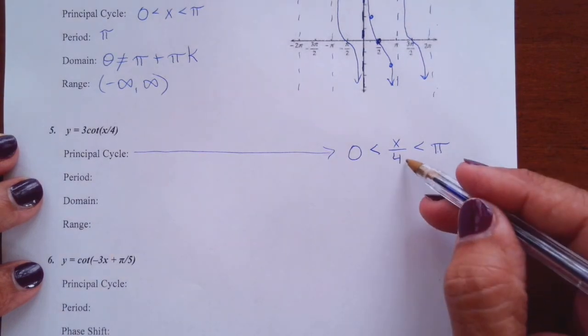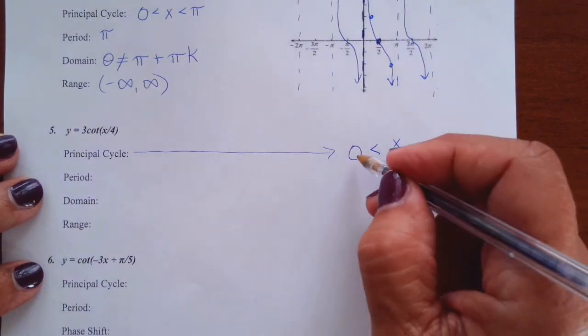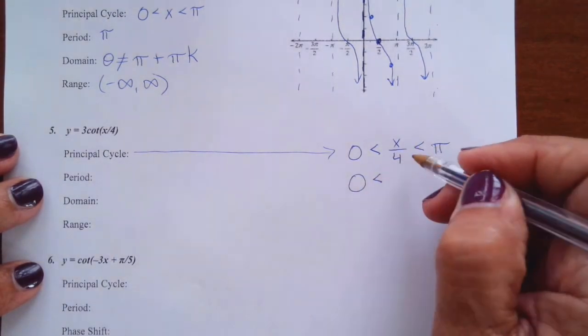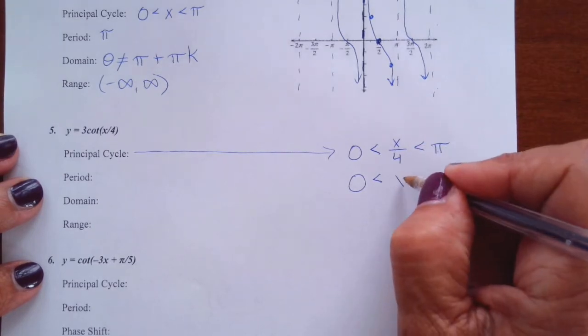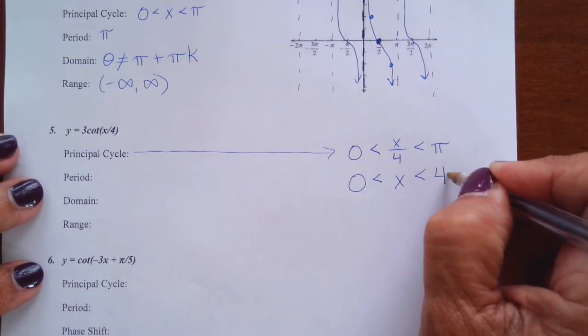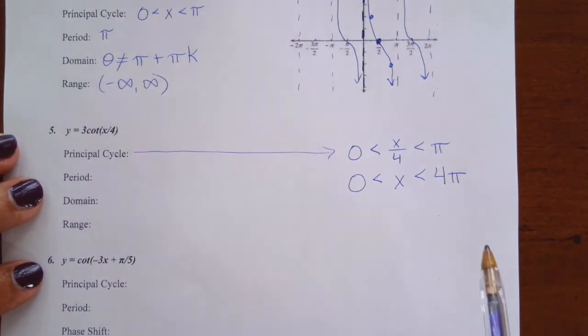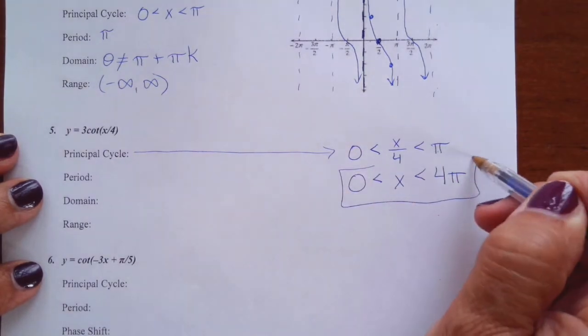Solve this, so to solve for x, we're going to multiply by 4. So 0 times 4 is 0. X over 4 times 4 is x. And pi times 4 is 4 pi. So there's your principal cycle.